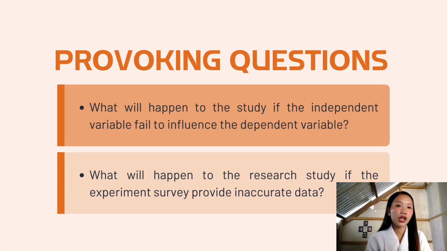To close this chapter, I will flash two provoking questions that might quicken your critical thinking skills and problem-solving approach. First is, what will happen if the independent variable fails to influence the dependent variable? And the other one is, what will happen to the research study if the experiment survey provided inaccurate data?